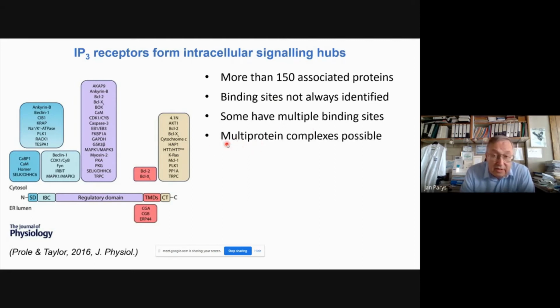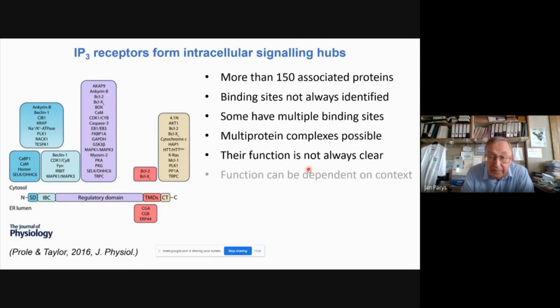Also, we have to realize that multi-protein complexes are possible. It means there can be on the same IP3 receptor various associated proteins at the same time, or at one binding spot, there can be many proteins which make a complex together on the IP3 receptor. The function of all those proteins still needs to be clarified. It's only for a small number of them that it's clear what they are doing. And we have to be aware that their function can be dependent on the context, on the cell type, on the differentiation state, and so on.